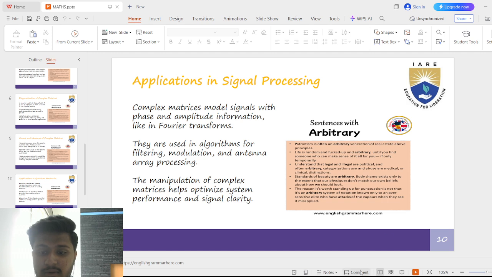Applications in signal processing. Complex matrices are used to represent signals that have both size, amplitude, and direction, phase. In applications like Fourier transforms, they help describe how signals change over time or frequency. Engineers use complex matrices in filtering, modulation, and antenna systems to improve signal quality and efficiency.